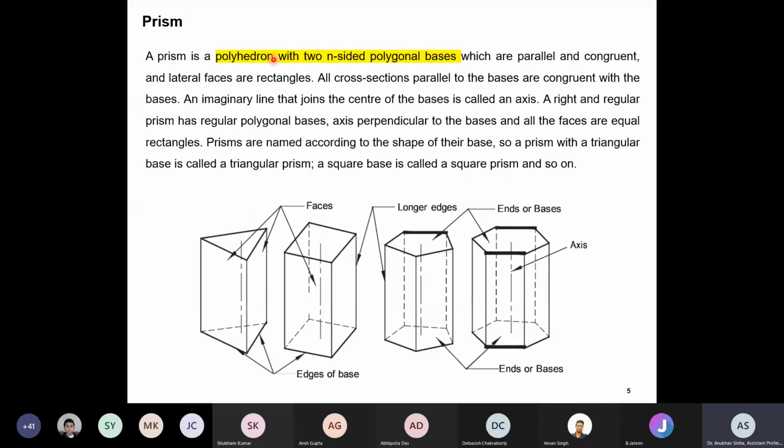Another object of interest is the prism. This is basically a polyhedron with n-sided polygonal bases. The base could be a triangle or a square or any polygon, it could be a pentagon or hexagon, and the sides will be rectangles. These faces are all rectangles, right? This you must have seen. And again, we are first talking about right solids, so your axis is at a right angle with the base. It is not inclined, but perpendicular.